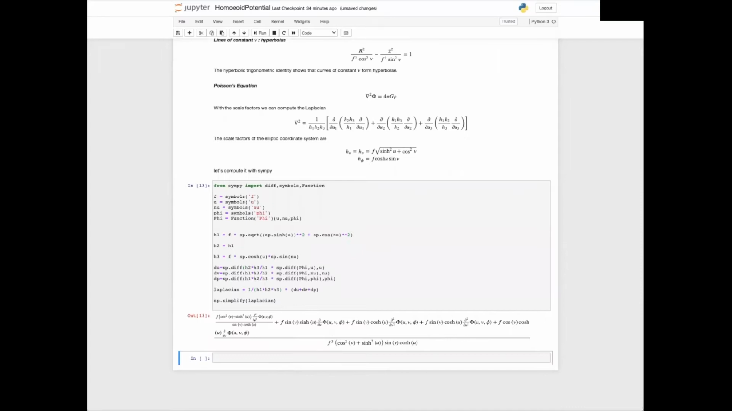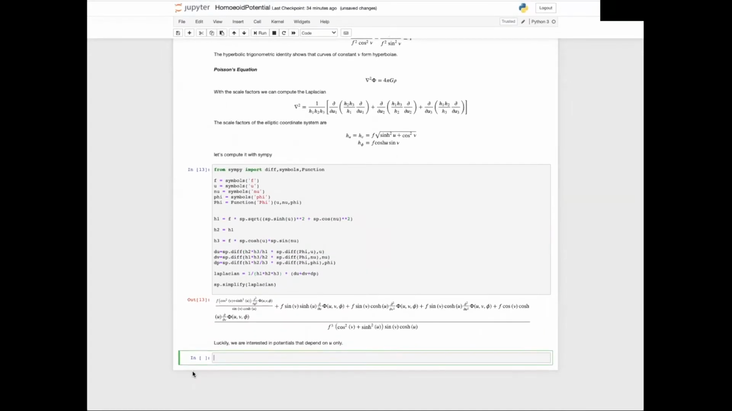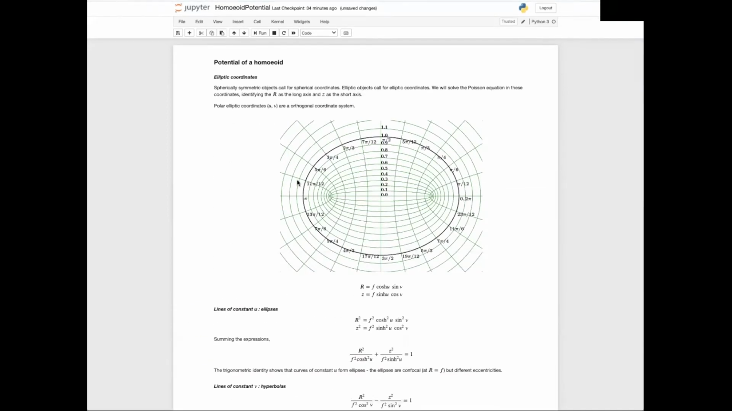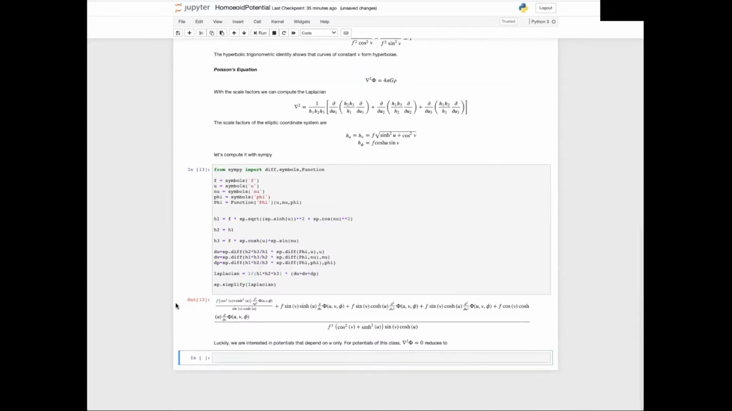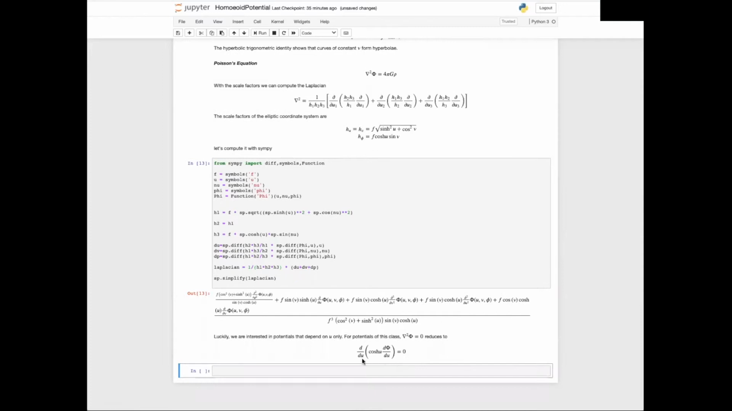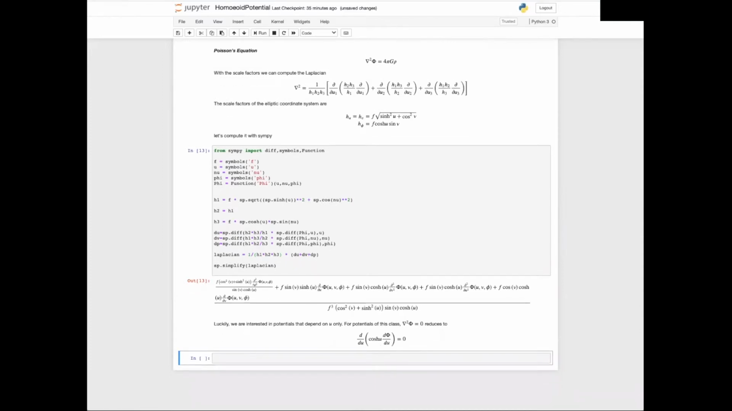Well, looks horrible. But luckily, we're interested in potentials that depend only on u, because u is what has the shape of the ellipsoids. So we are going to discard potentials that depend on nu, or that depend on phi, the three-dimensional coordinate of symmetry. Now, for potentials of this class, the Laplace equation reduces to this form, which is considerably simpler.